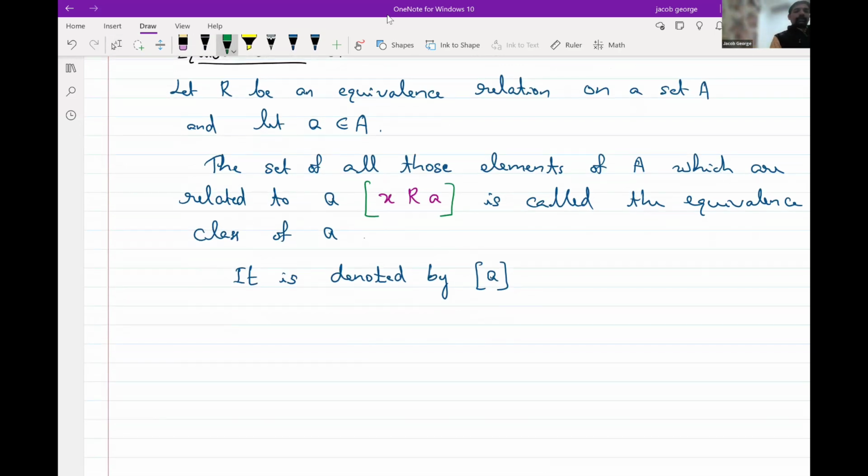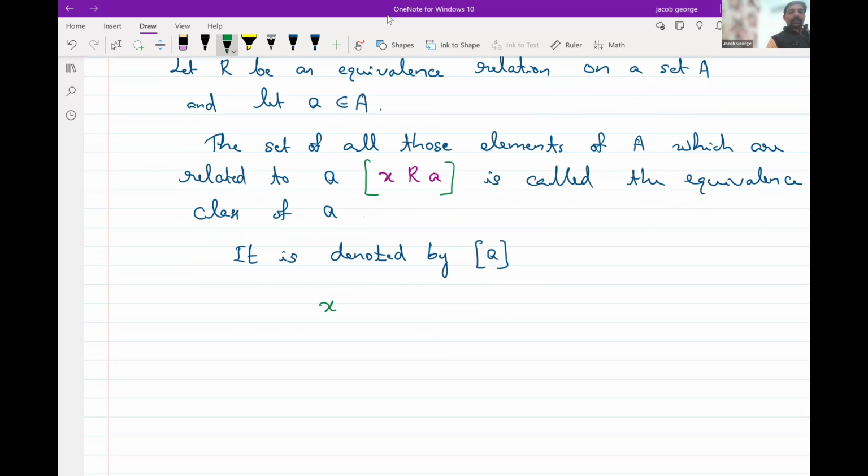Next line, we write like this. x is related to a means the pair (x, y) is an element of capital R; here in place of y it will be a. So (x, a) is an element of capital R. Then those values of x are called the equivalence class of a. That means elements which are related to that a.